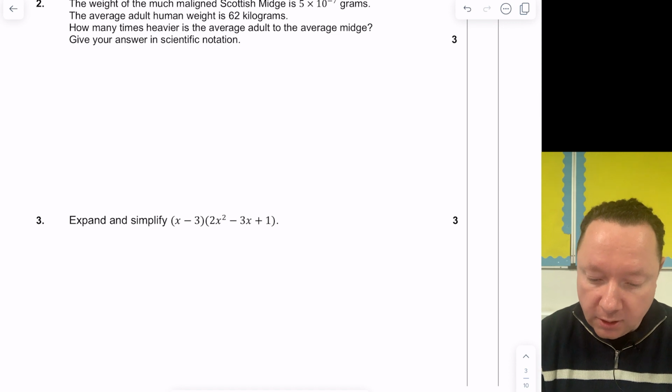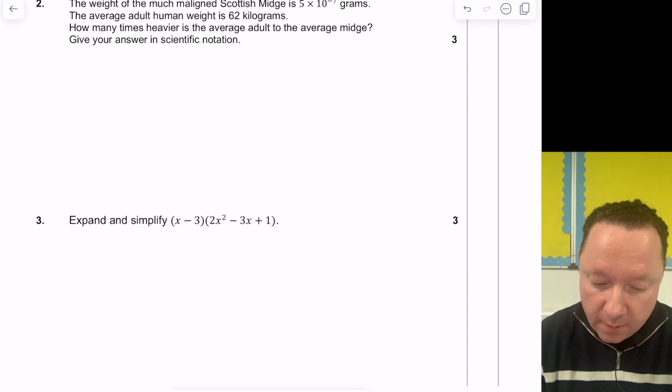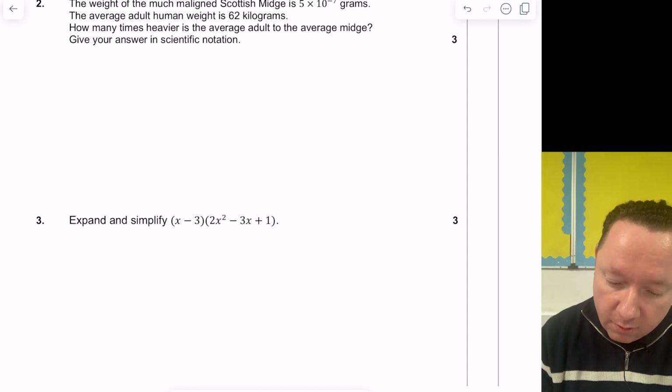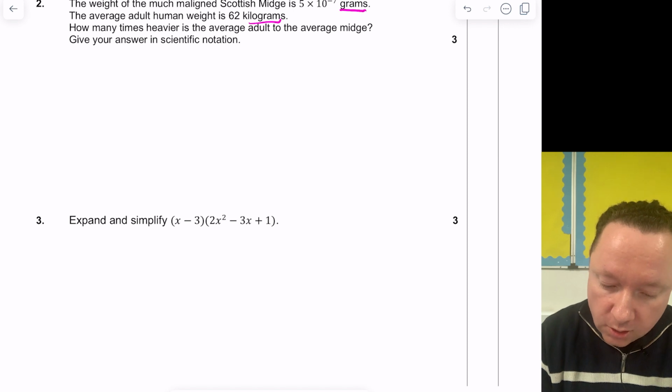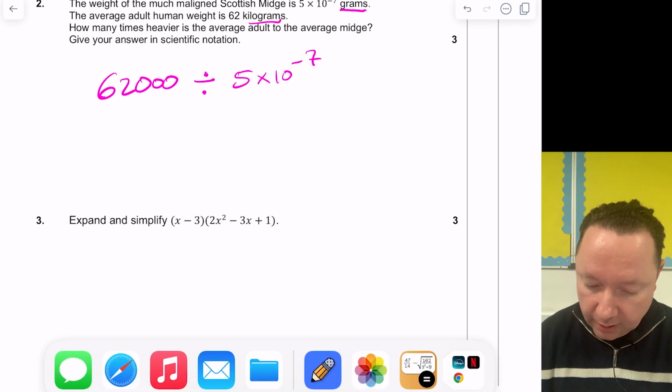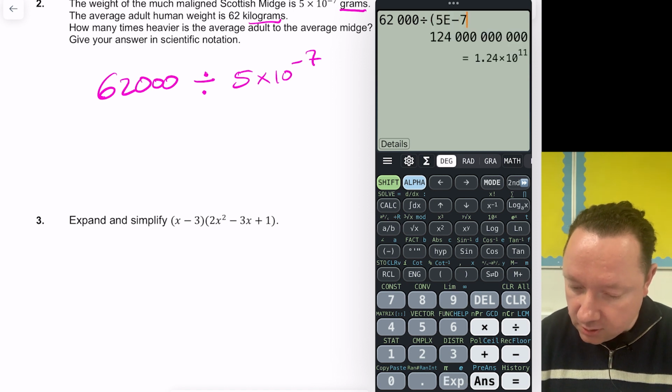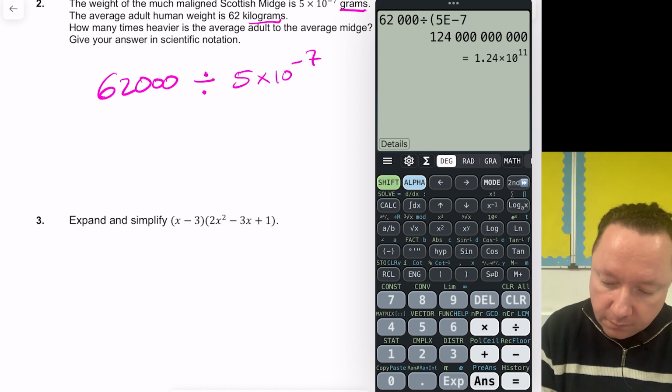Question 2. The weight of a much maligned Scottish midge is 5 times 10 to the minus 7. The average adult human weight is 62 kilograms. How many times heavier is the adult to the midge? How many times heavier? So I want to work out what I've times by, so I divide. So 62 kilograms, or different units, watch out. So 62,000 grams divided by 5 times 10 to the minus 7. Big number divided by small number. So again, calculator, 62,000 divided by 5 exponential minus 7 is 1.24 times 10 to the 11.